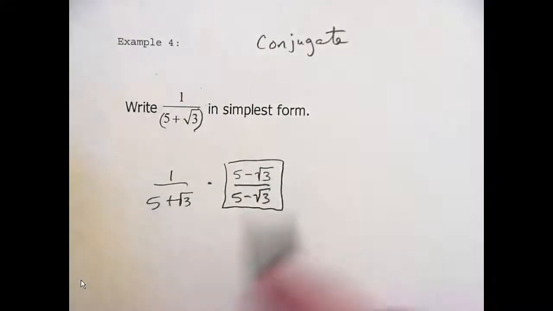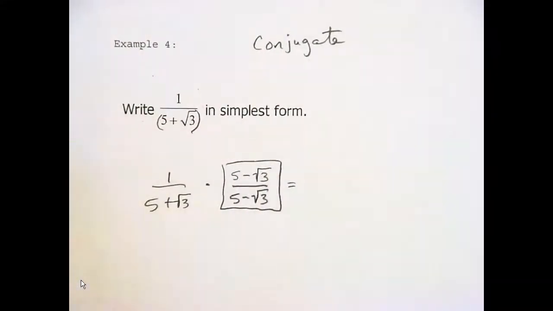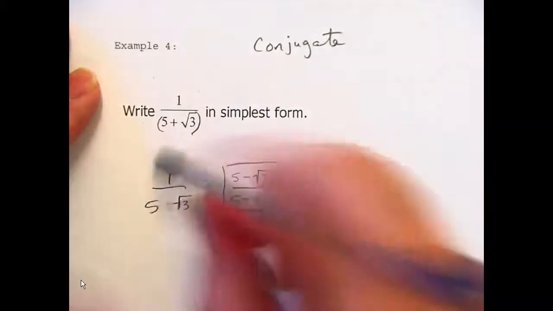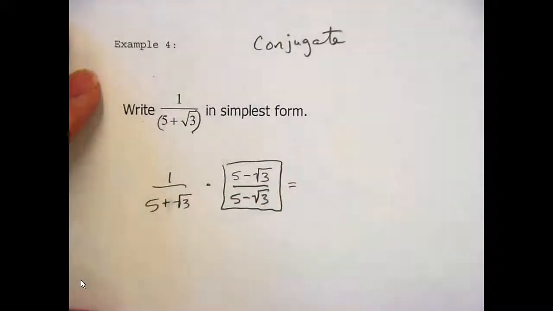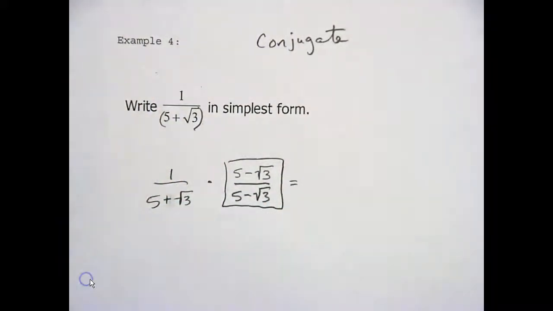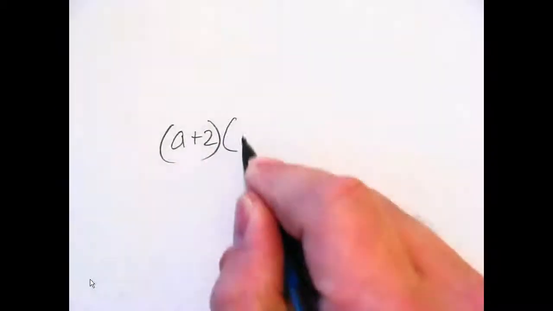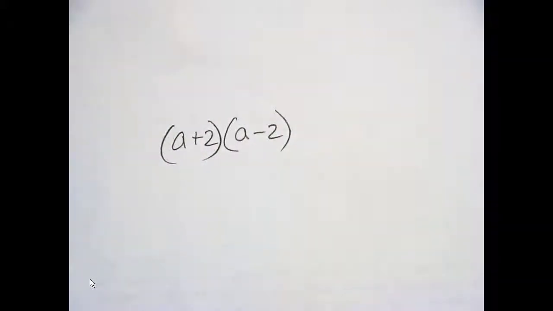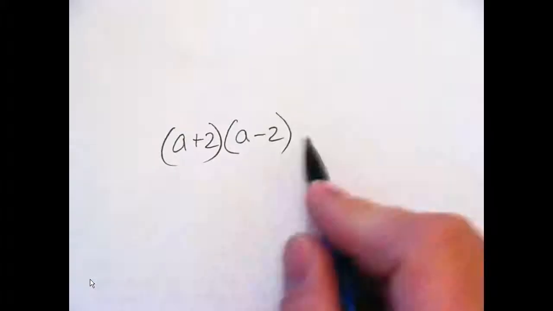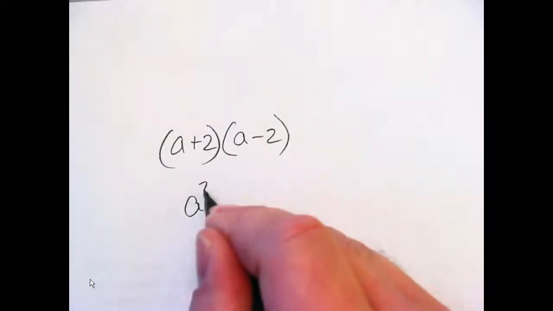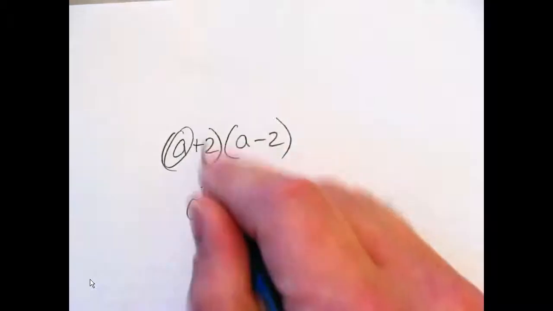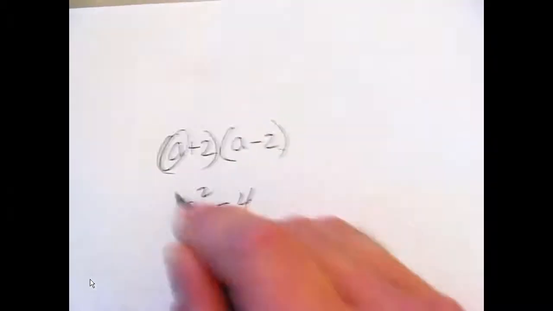Now, tell your neighbor why that is even helpful. Once again, this is applying something you already know. The reason it's helpful. Okay, for those of you struggling, hey, a plus 2 and a minus 2. What do we call that? It's the difference of two perfect squares. That gives me a squared minus that number squared, which is 4. Okay, now how is that helpful when applied here?